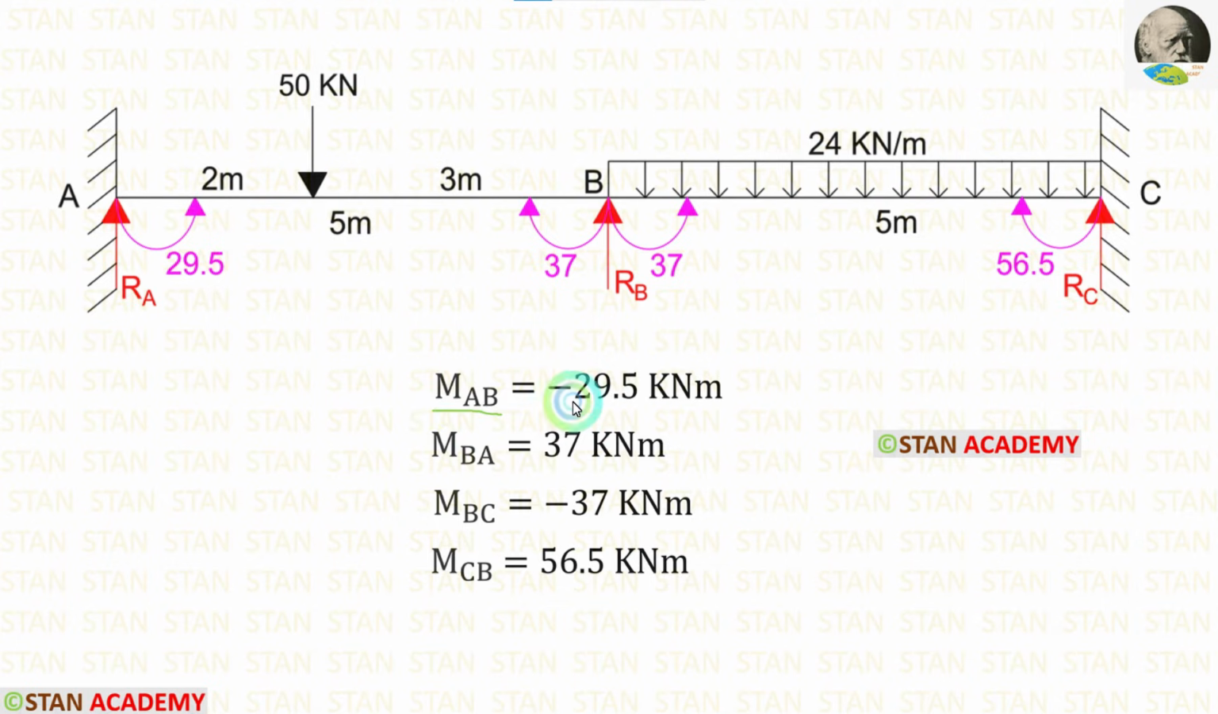For MAB, we got a negative value because MAB is acting in the anticlockwise direction. For MBA, we got a positive value because MBA is acting in the clockwise direction. For MBC, we got a negative value. That means it is acting in the anticlockwise direction. Finally, for MCB, we got a positive value. That means it is acting in the clockwise direction.